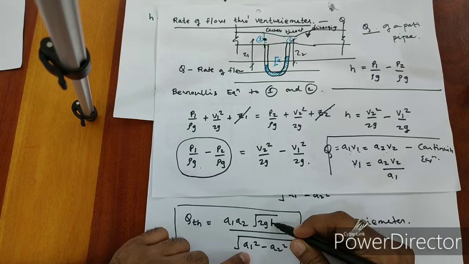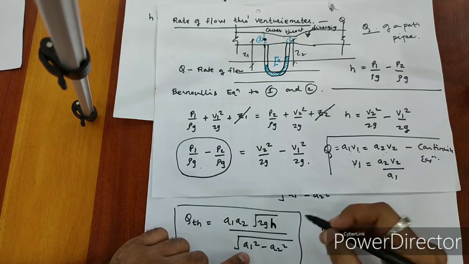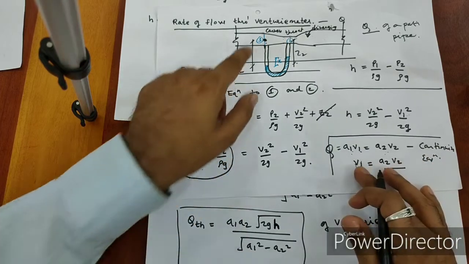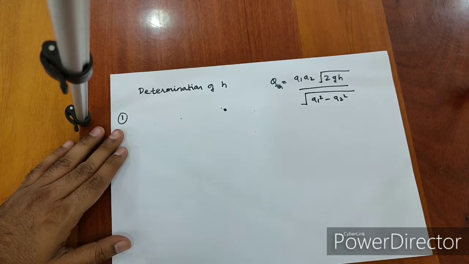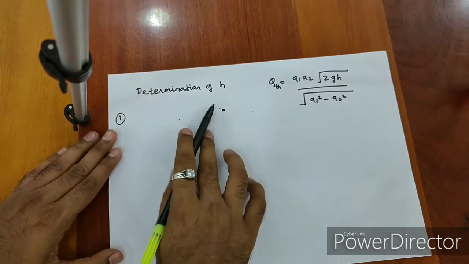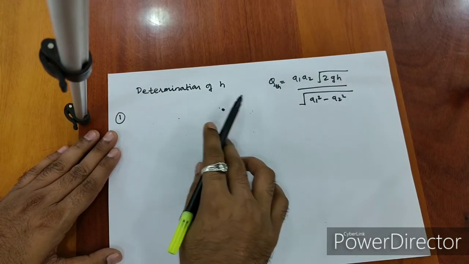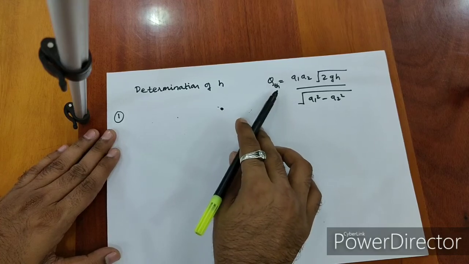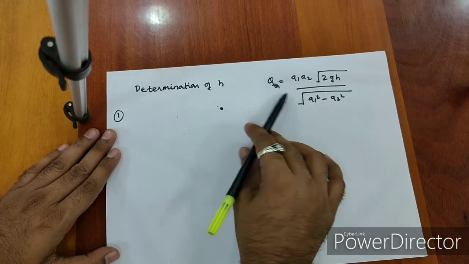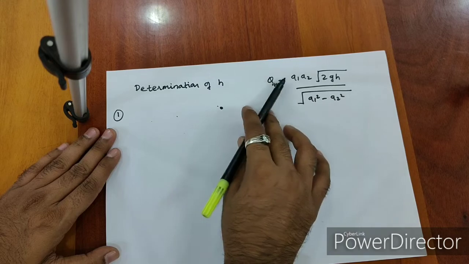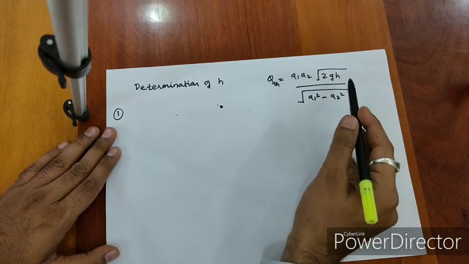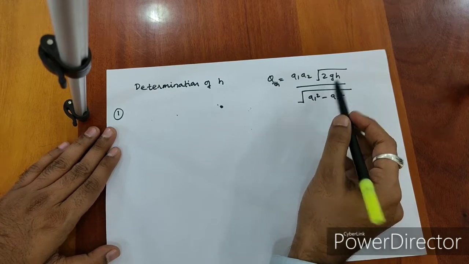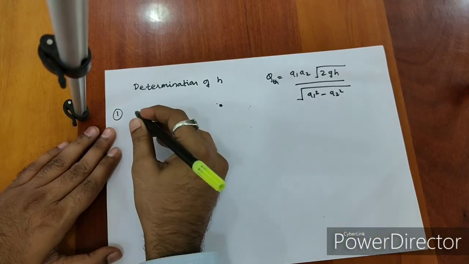We need to see how to determine H. This H is nothing but the difference of pressure head between the points 1 and 2. Here we will see how we can determine H for different conditions. This is the formula of Q theoretical for a Venturimeter. A1 and A2 are easy to determine if the diameters are given. We have to see how we can determine H.